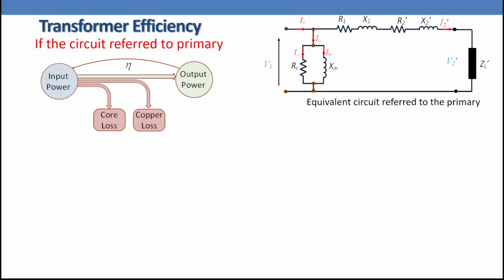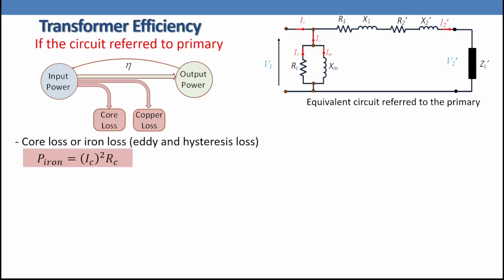We are going to use the first approximate equivalent circuit referred to the primary side to find the equations which give us the efficiency. Firstly, we are going to calculate the core loss or iron loss, which represents the eddy current and hysteresis loss. So P iron equals I core squared R core, and that is consumed in this area. Most of the time that is given as a constant in the problem, but if we would like to calculate it, we can calculate it as I core squared R core.